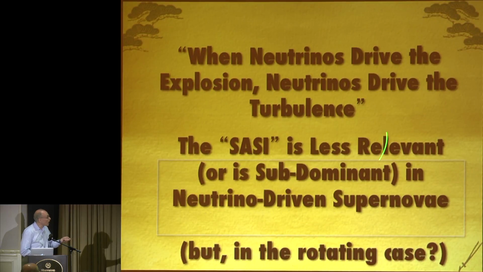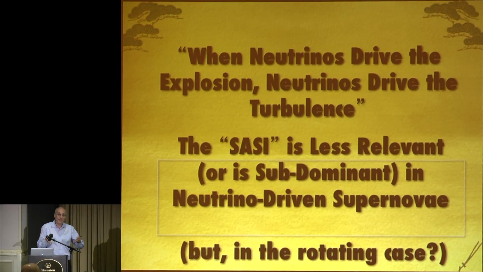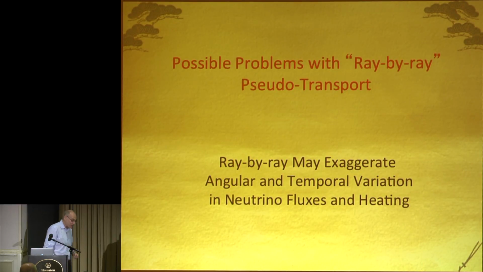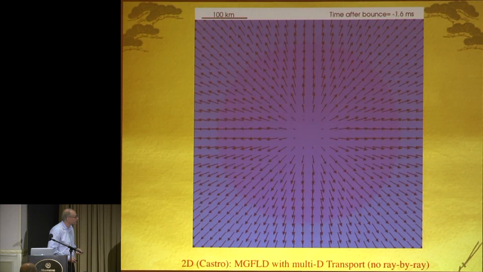So when the neutrinos drive explosions, then it's the neutrino-driven convection. And the SASI is really subdominant. I emphasize this because this hasn't really taken hold. It's there, but with the neutrinos on and operating, then it's really not an important effect.